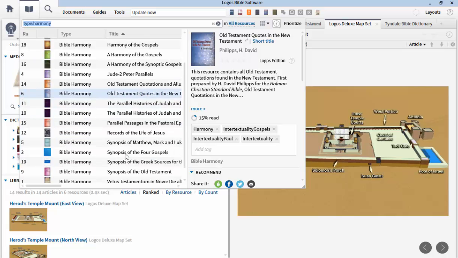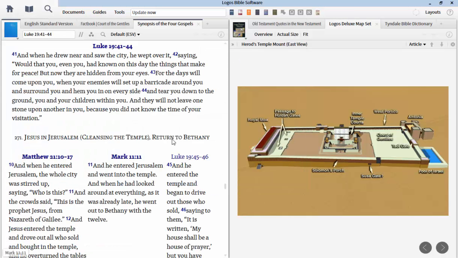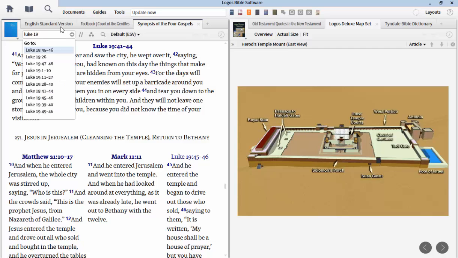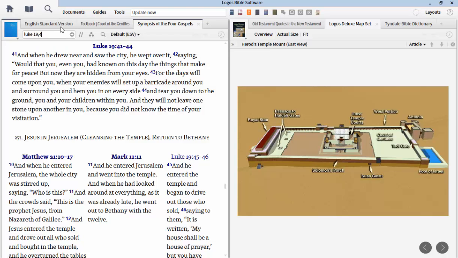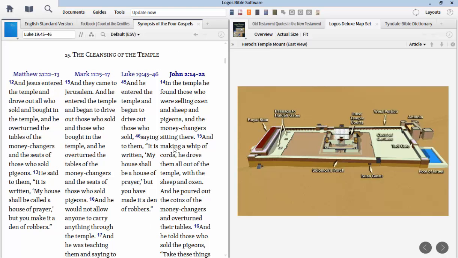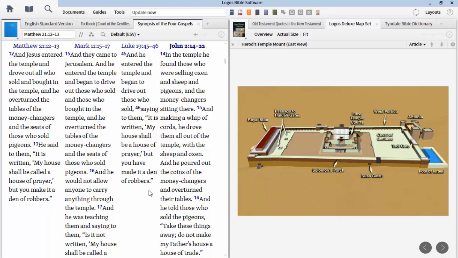So let's see, if you open up one of those synopses of the four Gospels. Personally, I prefer Kurt Aland's synopsis. I think that's a very good one. That's the one a lot of Bible scholars are using. But if you don't have that in your package, just open one of the harmonies or synopses of the Gospels. Type in Luke 19:46. You will have the cleansing of the temple in all the four Gospels. You will see that Luke actually has the shortest version of it.